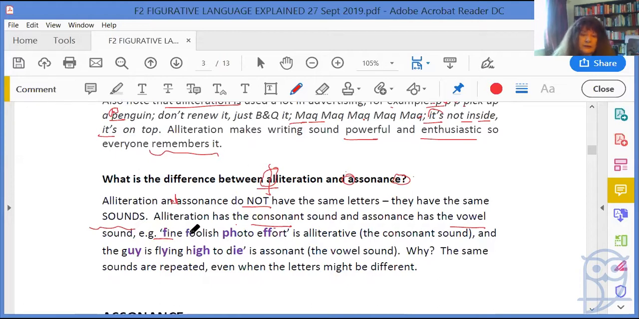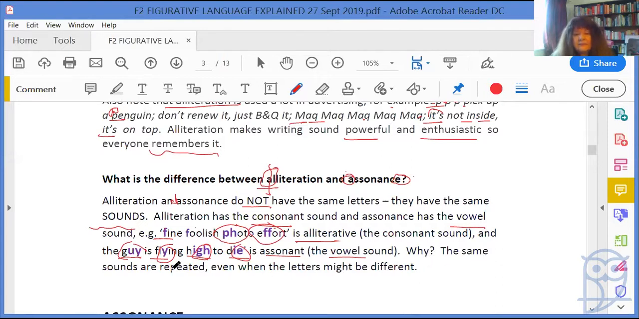So fine, foolish, F's, PH is the F sound. Double F, again an F sound. Fine, foolish, photo, effort. It's alliterative. So it has a consonant sound. Look at the next one with the assonant vowel sound. The guy is flying high to die. So that I sound, guy, fly, high, die, is assonant. Okay, so it's a vowel sound.